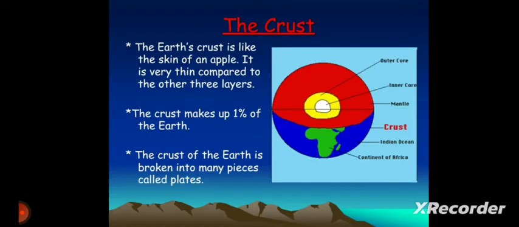Now see in detail. The earth's crust is like the skin of an apple. It is very thin compared to the other layers. The crust makes up how much percent? Only 1% of the earth. The crust of the earth is broken into many pieces, which we call plates.